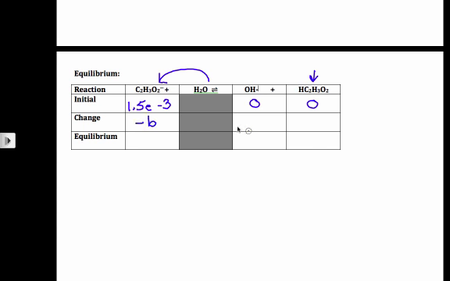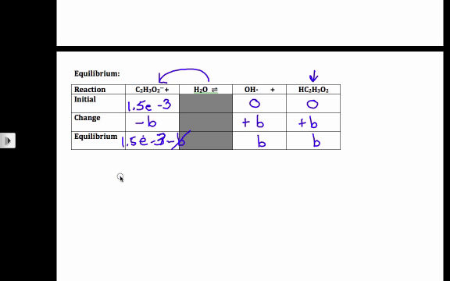This is a base, so I'm going to put minus B, plus B, plus B. 1.5 times 10 to the minus 3. Minus B and B and B. We're going to neglect that one, even though, well, this time it's not so borderline, actually.